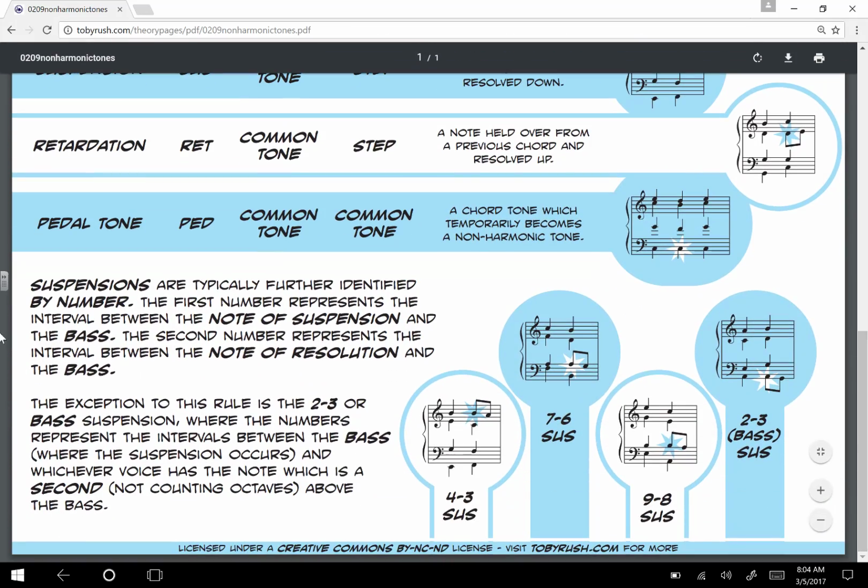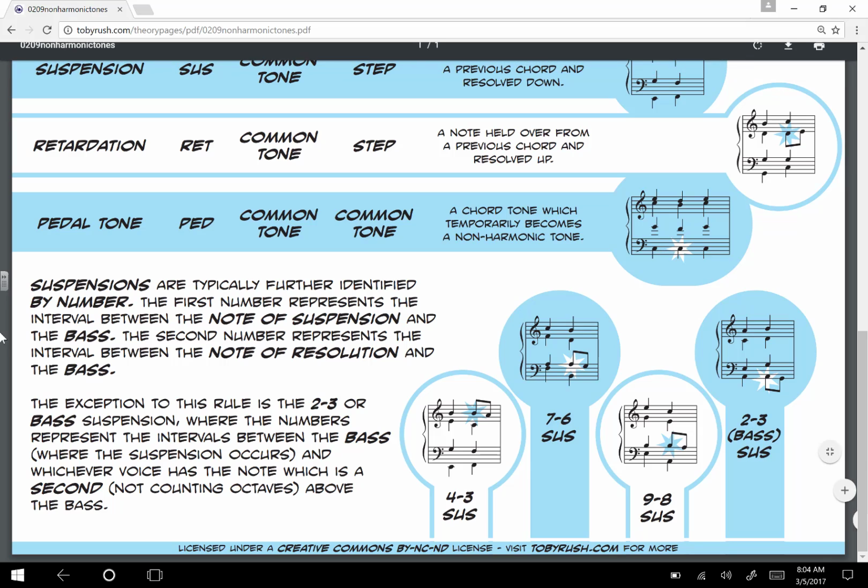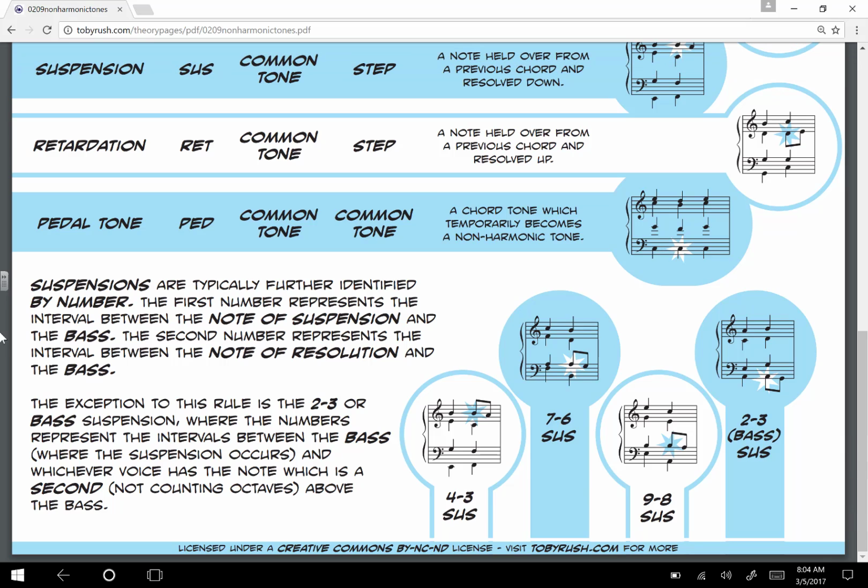And now we're going to talk a little bit more about suspensions. Suspensions are typically further identified by number. The first number represents the interval between the note of suspension and the bass. The second number represents the interval between the note of resolution and the bass. So you've probably seen some of this before, where you have a 4-3 or a 7-6 or a 9-8 or a 2-3. Those are suspensions over the bass note.